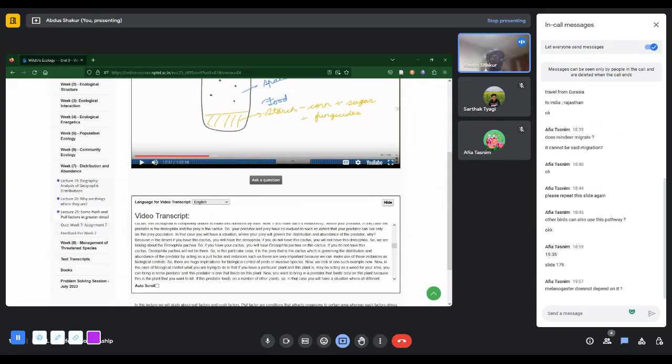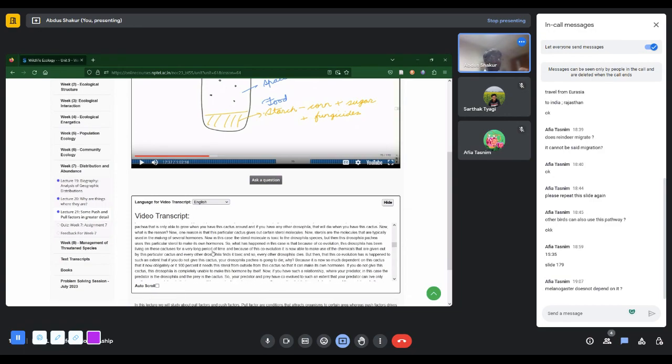Melanogaster does not depend on cactus. So that was the experiment example where if you put Drosophila melanogaster in a vial with cactus, it will die because it's not what it has evolved with, because the cactus has these compounds called sterols, which were referred to here, which Drosophila melanogaster is not able to use.